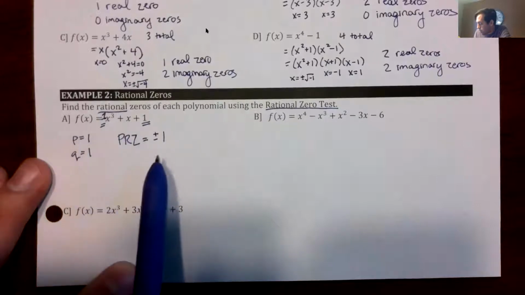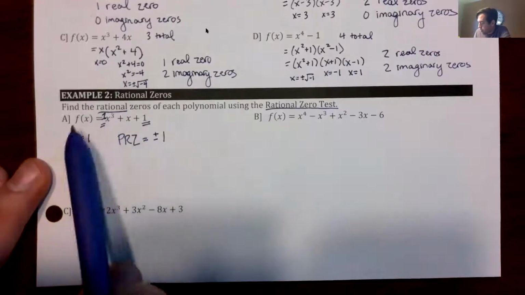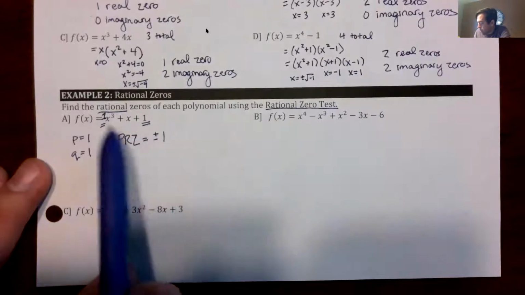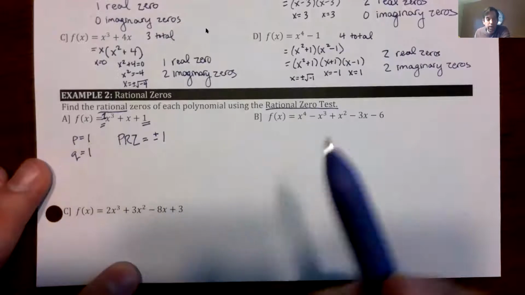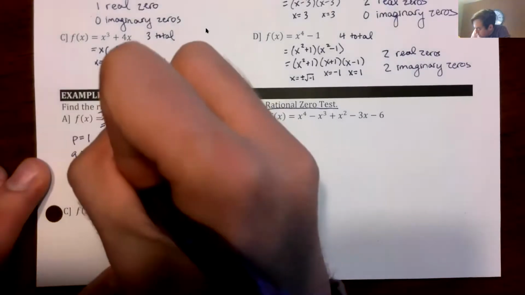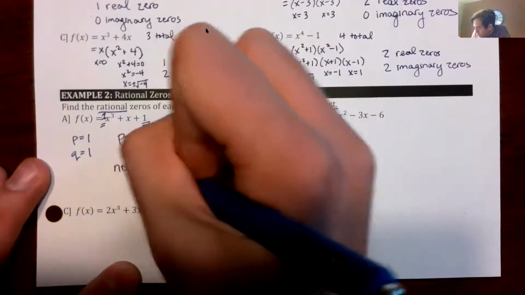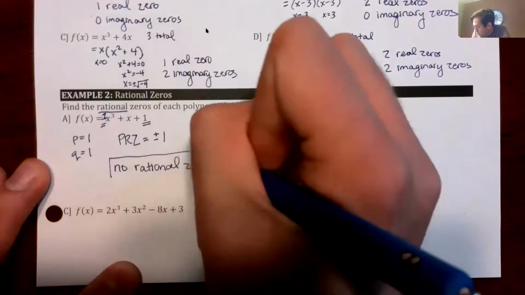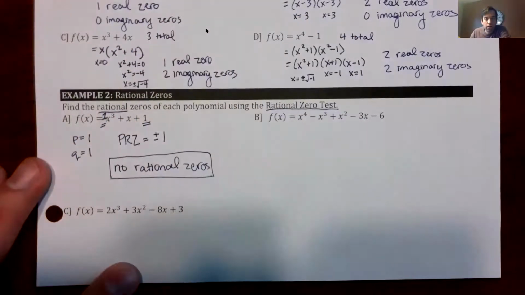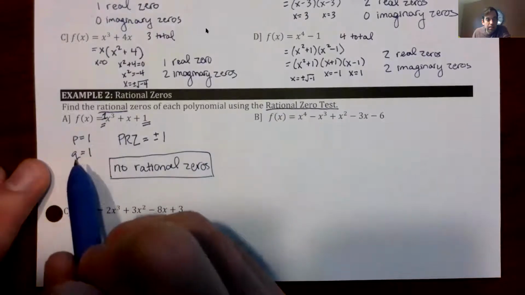if we get 0. So if we plug in 1, we get 1 plus 1 plus 1. That's definitely not 0. If we plug in negative 1, we're going to get negative 1 minus 1 plus 1, which is negative 1. Okay, so neither of them gave us 0. So that means that this letter A actually has no rational zeros. We can say for a fact that there are no other ones because there aren't any potentials. That's what this test tells us.